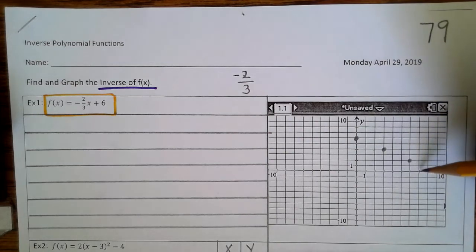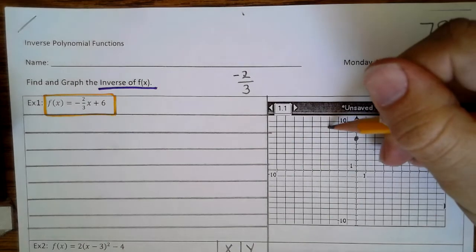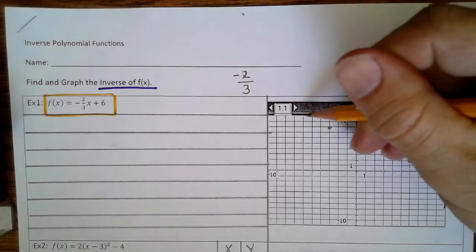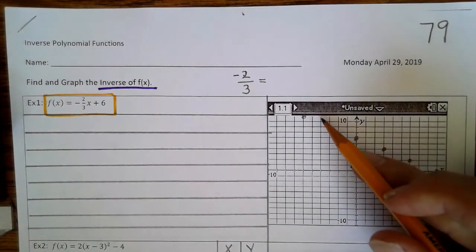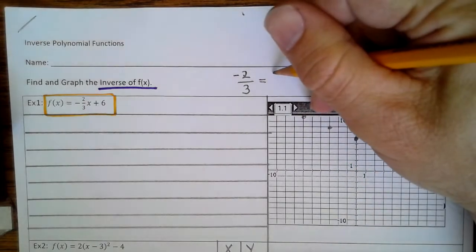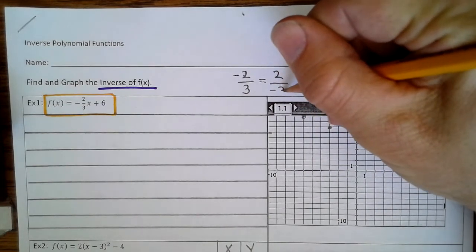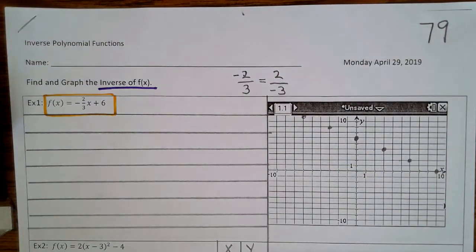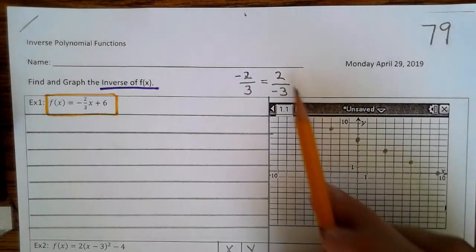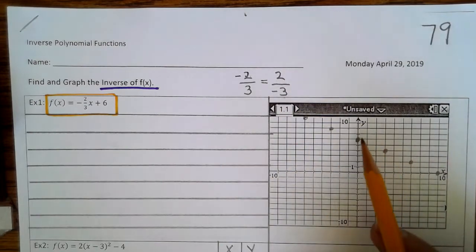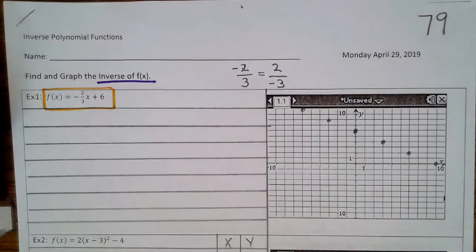Down 2 to the right 3. Up 2 to the left 3. And the reason why I could go up 2 to the left 3 is I can rewrite negative 2/3 as 2 divided by negative 3. Okay, because they're equivalent. So when it's negative 2/3, we go down 2 to the right 3. When it's 2 divided by negative 3, we go up 2 to the left 3. Okay? Now, we're going to graph that in yellow.